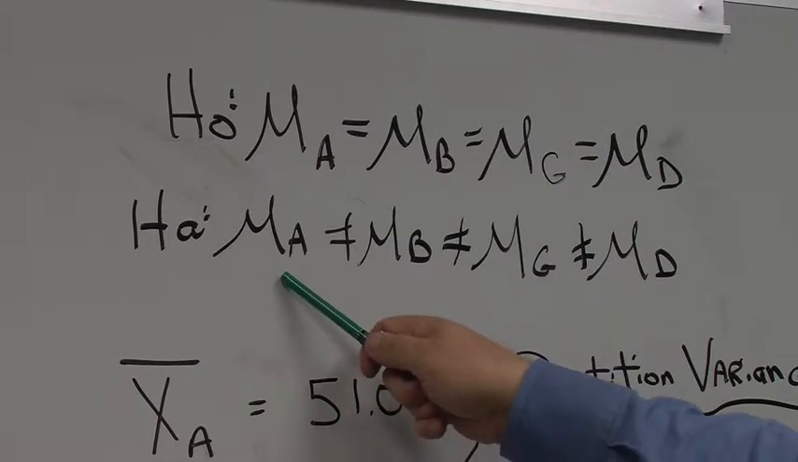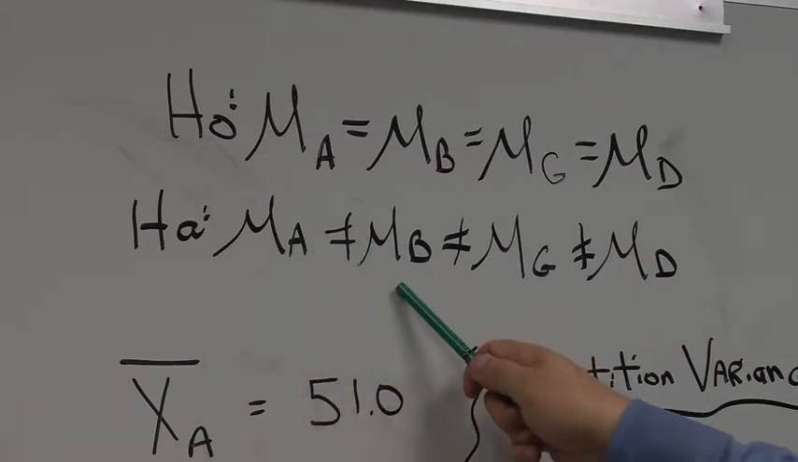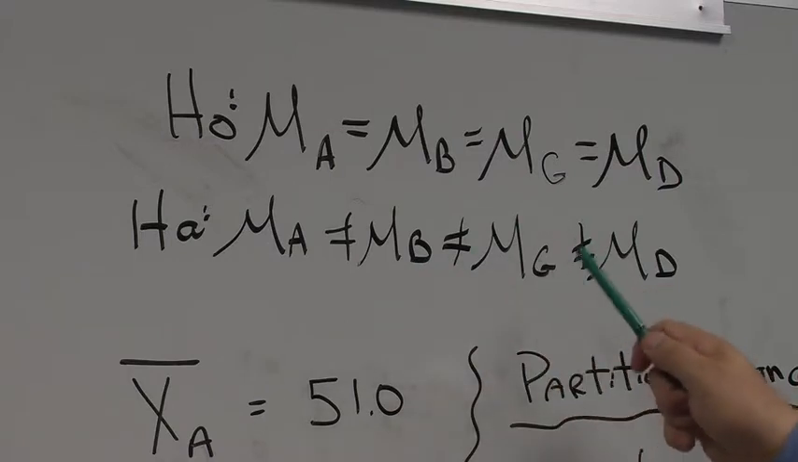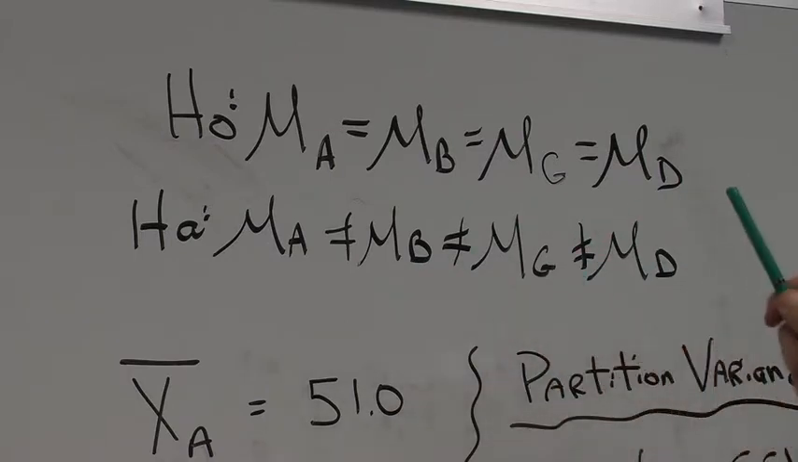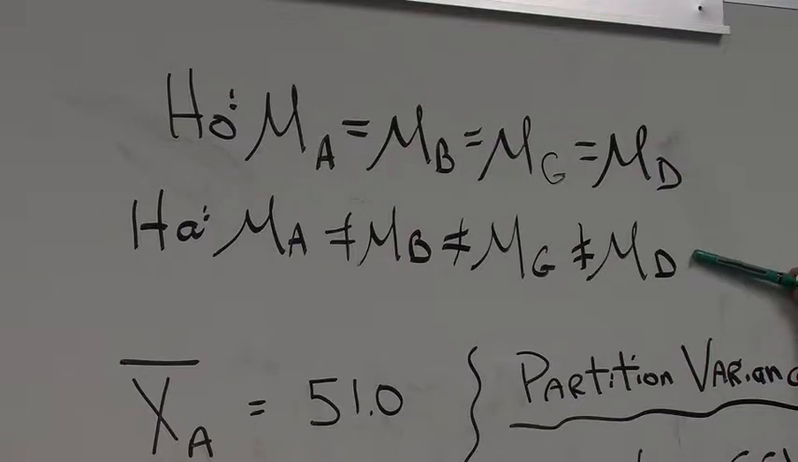Our alternative hypothesis, we write it as this. The average life of alpha tires is not equal to the average life for beta tires, is not equal to the average life for gamma tires, is not equal to the average life for delta tires. However, I want to be careful to emphasize here that what this really means is that not all the tires are equal to one another.